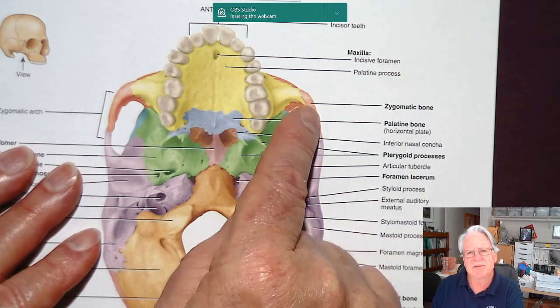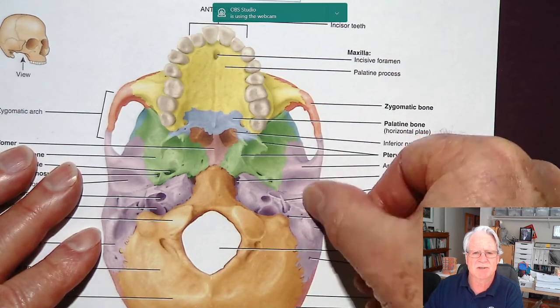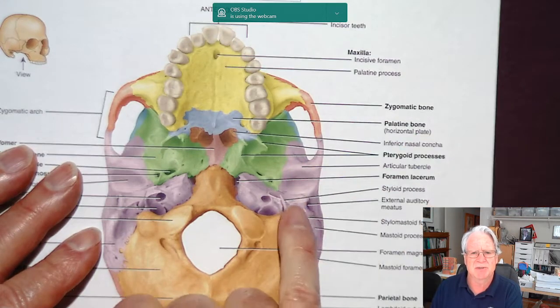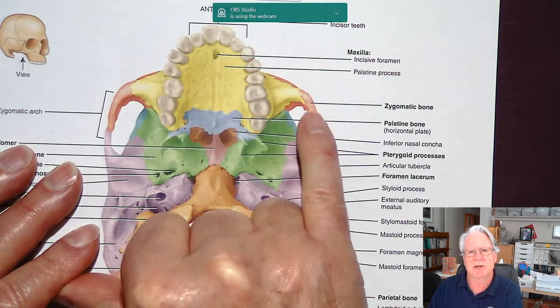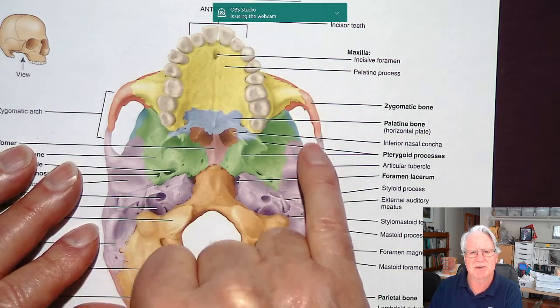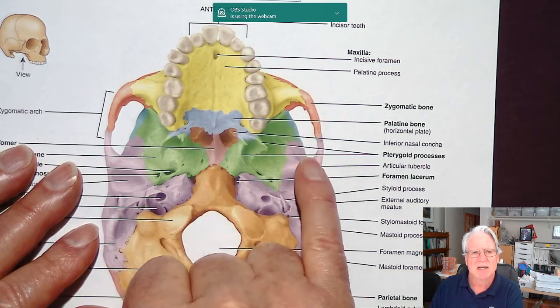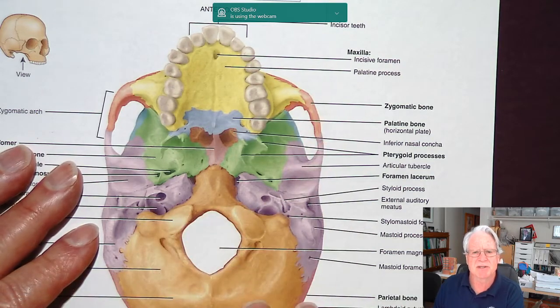So this is a nice view of the zygomatic arch. He's using purple here, and your textbook uses purple. This purple part is the temporal bone, and the orange part is the zygomatic bone, and between the two they create this arch, and that arch is a place for muscle attachment.